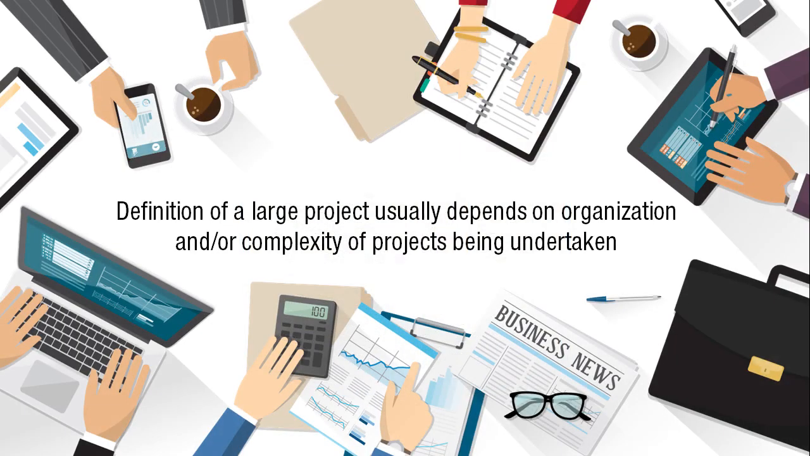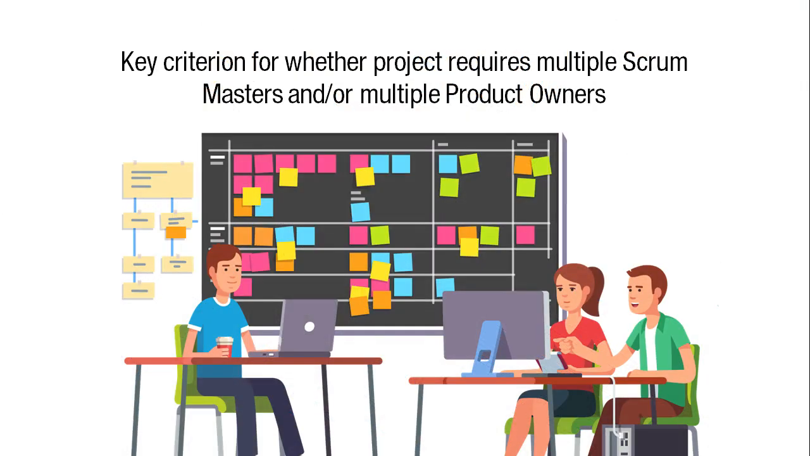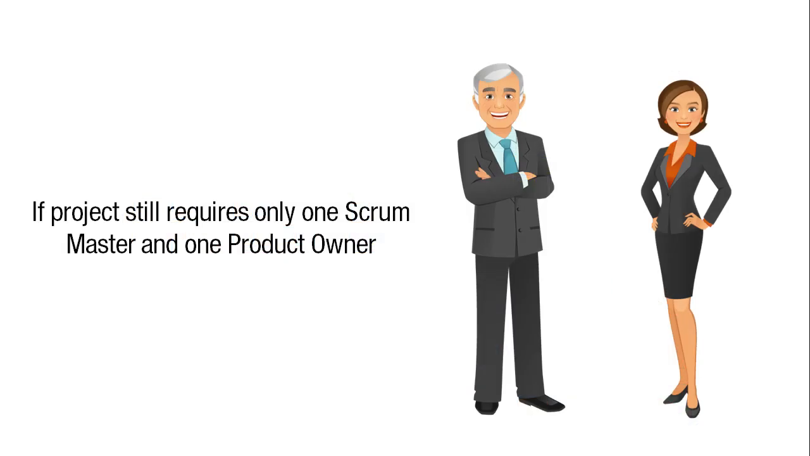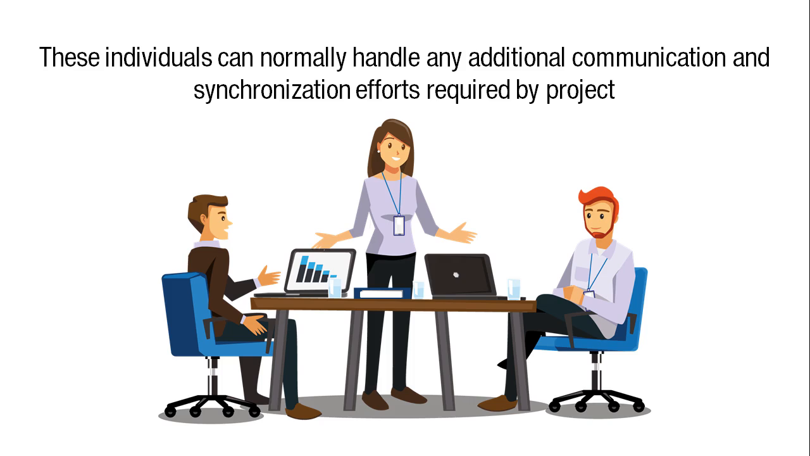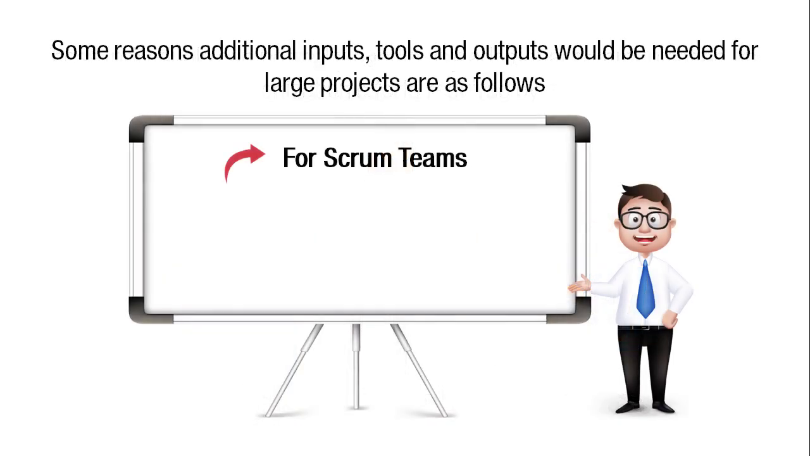The definition of what constitutes a large project usually depends on the organization and/or the complexity of the projects being undertaken. A key criterion is whether the project requires multiple Scrum masters and/or multiple product owners. If the project still requires only one Scrum master and one product owner, then these individuals can normally handle any additional communication and synchronization efforts required by the project. Some reasons additional inputs, tools, and outputs would be needed for large projects are as follows.